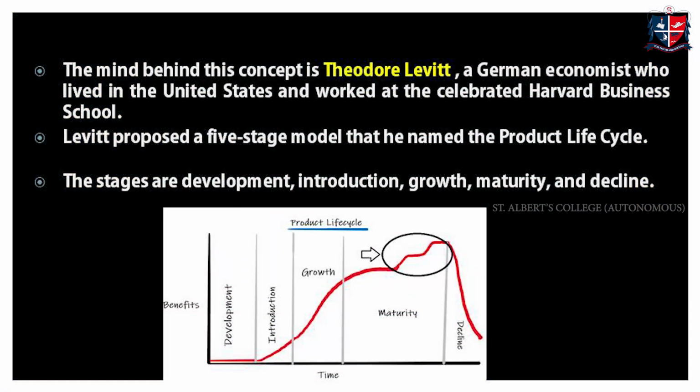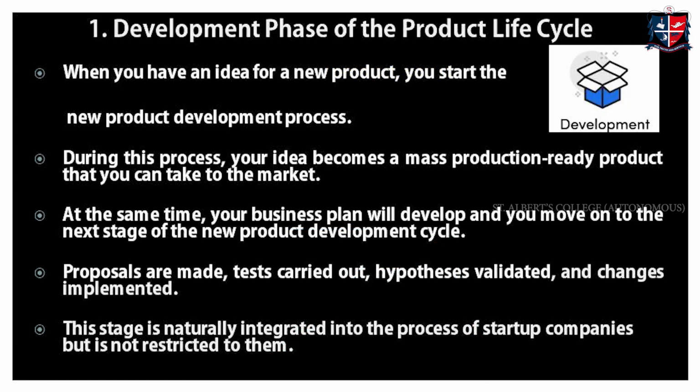From this graph, you can see the development stage, introduction stage, growth stage, maturity stage, and finally the decline stage that a product goes through in its lifetime. First one is the development phase of the product life cycle.